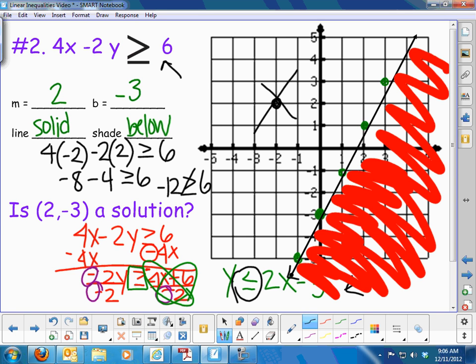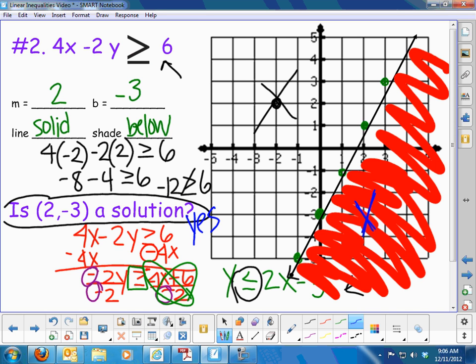Now, if I have this second part to the question, which asks me if this ordered pair 2, negative 3 is a solution, I have two options. I can either look at the graph of what I just graphed and find the ordered pair 2, negative 3, and I would see that it is right here. That is in my shaded area, so that is a solution. Or I could do the same thing I did with this test point and plug it into my given inequality and test to see if I get a true or false statement.